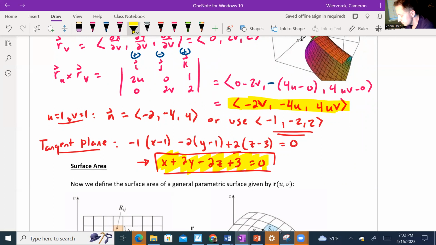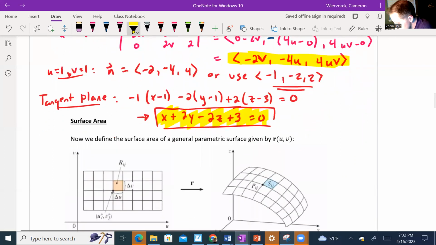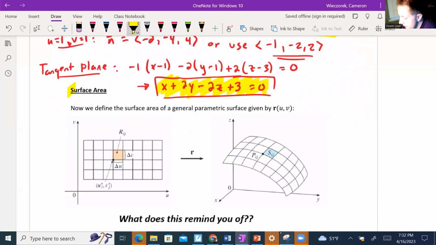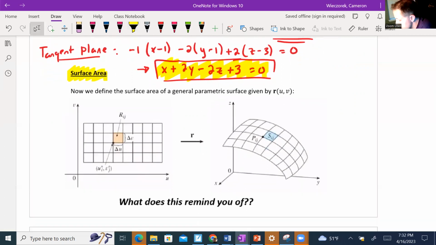Okay, so not too bad. Okay, so the next thing we want to do is, what if we want to actually find the area of these parametric surfaces? How do we find the surface area? We're going to define it in a similar way that we did in section 15.5. We did look at surfaces of a specific form when z was equal to f of x, y. Now we're just doing it in general.